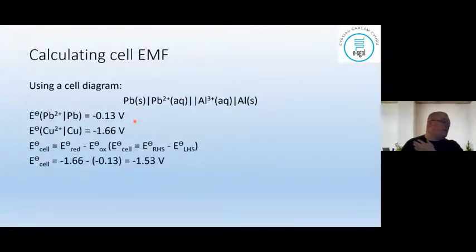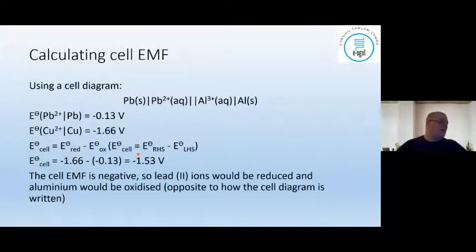We end up with minus 1.66 minus 0.13, and we end up with a negative value from this one. So the cell EMF is negative. This means that lead-2 ions would be reduced. So the left-hand side would actually undergo reduction, and the aluminium would be oxidized. And that is opposite to how the cell diagram is written, because we've ended up with a negative value.